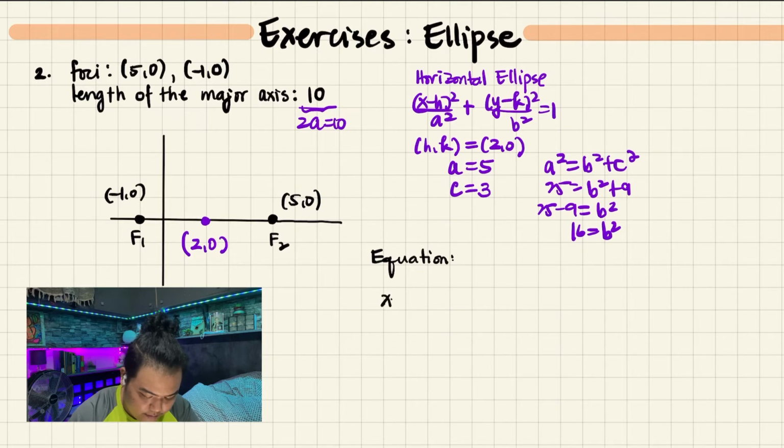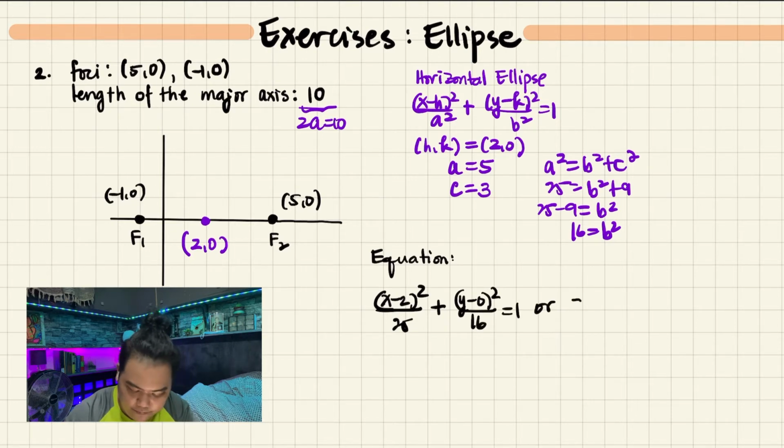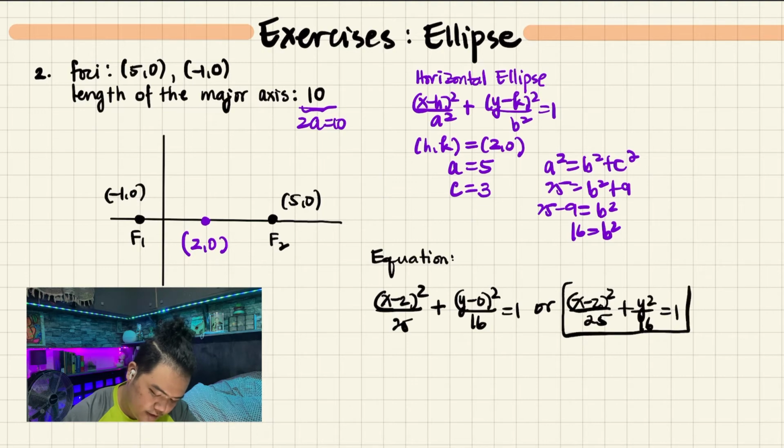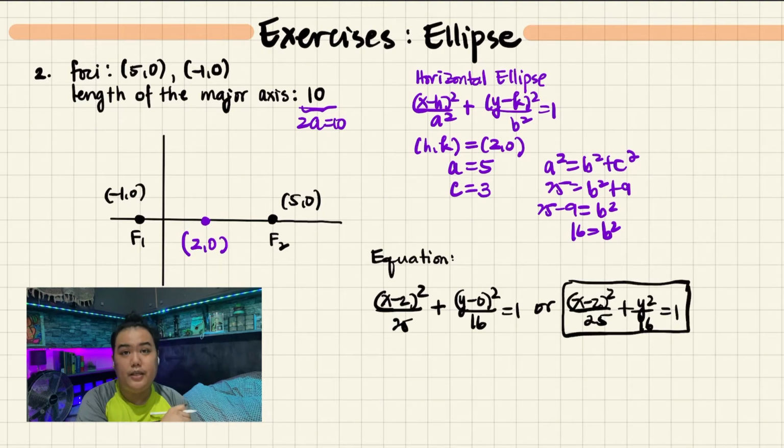x minus 2 square, kasi ang h mo ay 2. Ang a square natin 25 because a is 5, plus y minus 0 square over b square is 1. Or simplify natin yung part na to. Y square na lang yan, no? Yan ang equation ng ellipse for number 2.